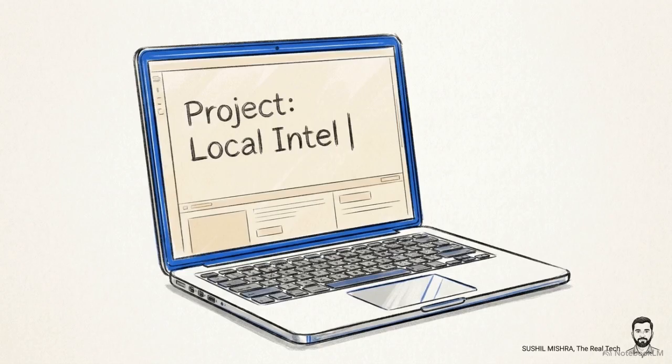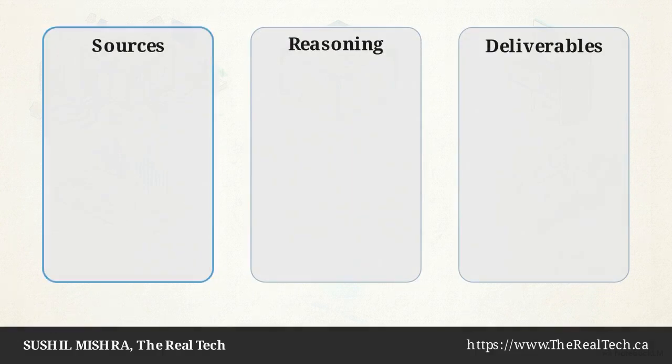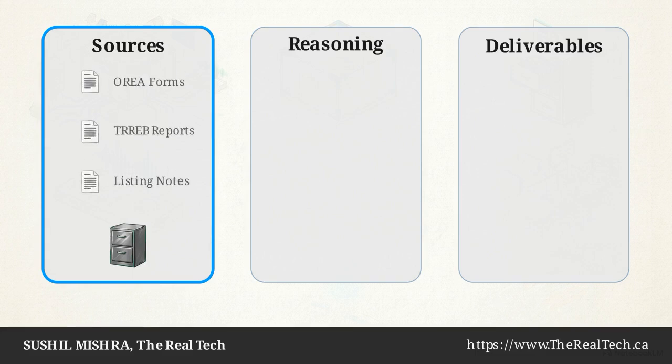Start by creating a new notebook and naming it for a specific territory, for example, an Etobicoke market workspace. The interface uses three main sections. The left panel is your filing cabinet. This is where you securely store your curated source documents, like OREA forms, TREB market reports, or specific listing notes.